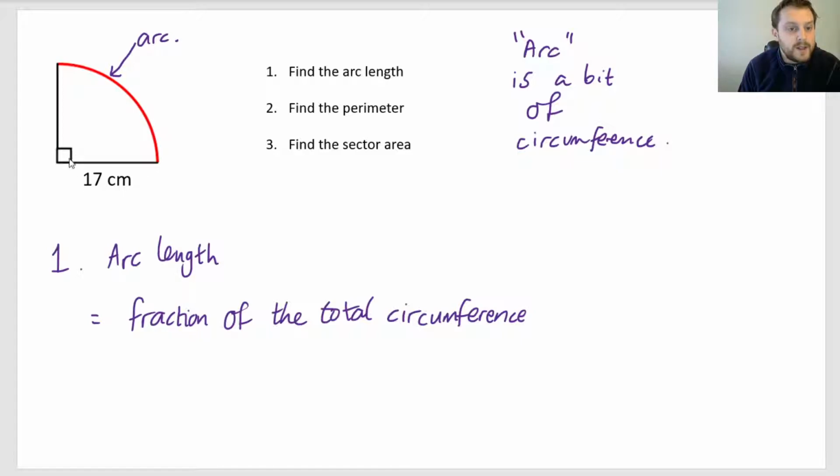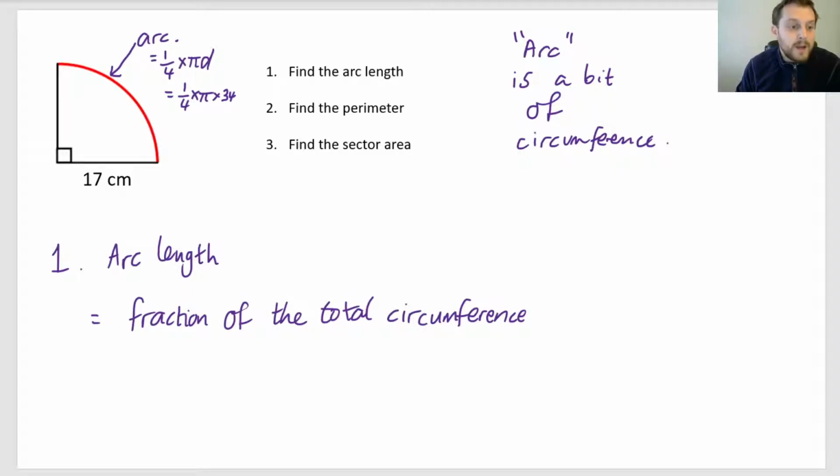For example, if this is a 90-degree angle, what fraction of the whole circumference is this? Okay, so it's a quarter of the full circumference, right? So for us here, this would be a quarter of the full circumference, which is pi d. So pi d, a quarter of pi times, I guess 17 is the radius, so double that and it's 34. And then this is what you can type into your calculator, okay?